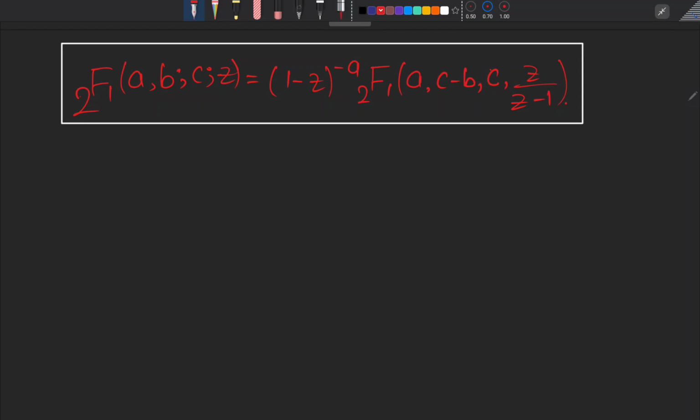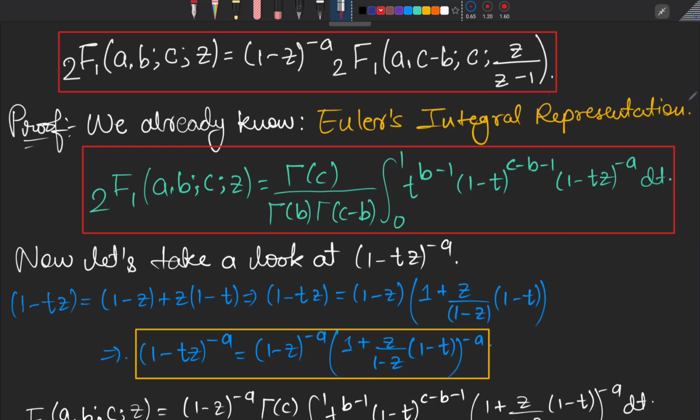Wait a second, I need to just plug. Yeah, now it sounds good. So let's get back to the proof. Here we are with the proof. This was the thing that we are here to prove. So let's talk about the proof.